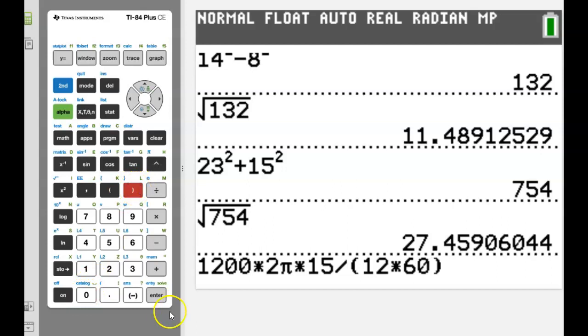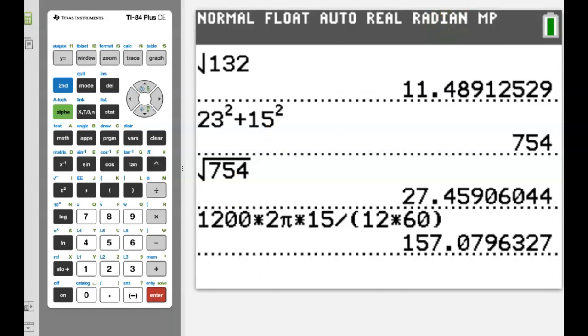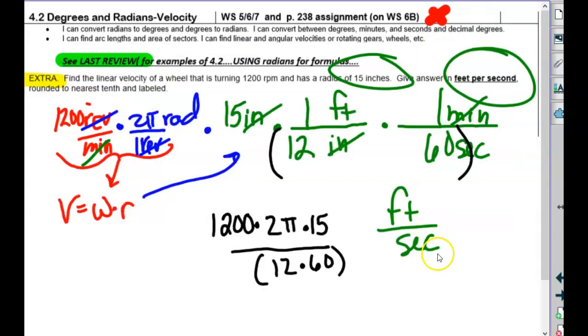Did I remember the numbers right, guys? Okay. 157.1. On the quiz, it specifies not to leave things in terms of pi and to round to the nearest tenth. So this should be 157.1 feet per second.